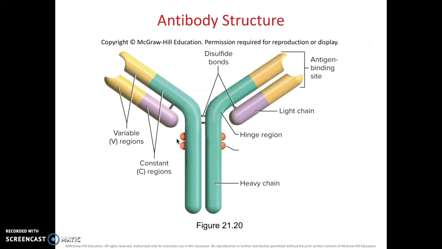Again, here's another look at the antibody structure. You can see the antigen binding site as well as the heavy and light chains with the constant and variable regions.